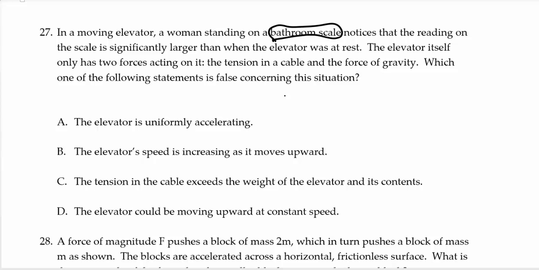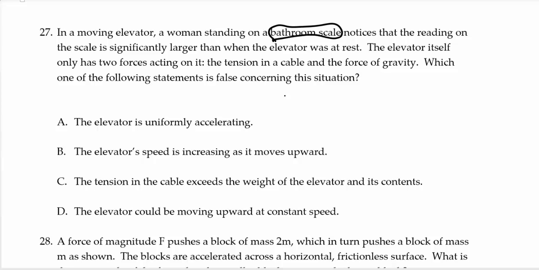When you are standing at rest in an elevator, the force or the value registered by the bathroom scale is your actual weight. When you are accelerating upwards, it increases. When you are accelerating downwards, it decreases. So looking at the reading of this scale, you can determine whether it is speeding upwards or speeding downwards, or if it's moving upwards or downwards at a constant speed. Remember, standing at rest is equivalent to moving upward or downward with what? A constant speed.